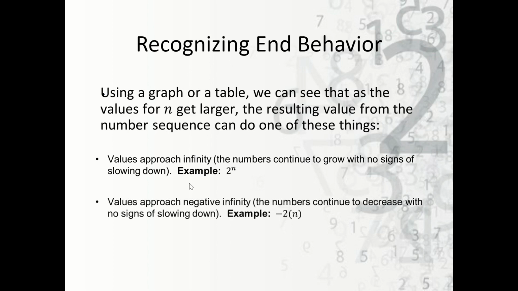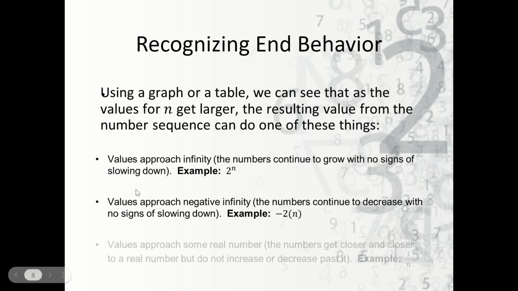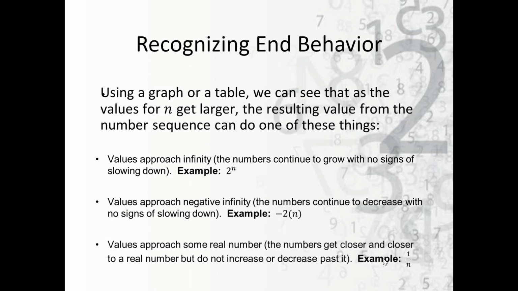We could go to negative infinity, which means we're going to get smaller and smaller and smaller, and the gap is going to continue to grow, and we're going to get small, small, small forever. Lastly, we could approach some value. For instance, 1 over n. The smaller n gets, the closer we get to some number, which in this case is 0. Because 1 over 1,000 is close to 0. 1 over 10,000 is even closer to 0. So the numbers are getting closer and closer and closer to 0 as we go. So these are different ways we can recognize n behavior.